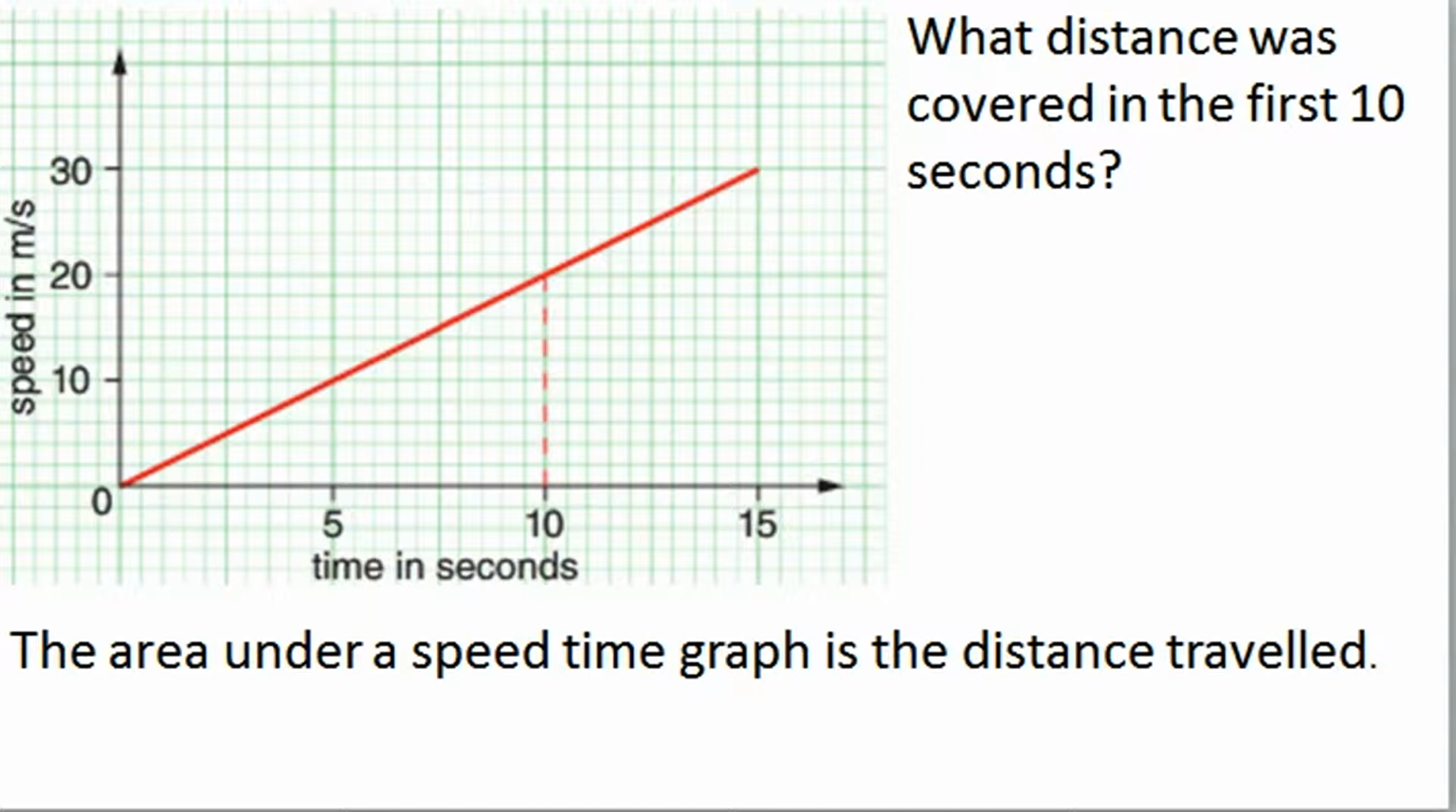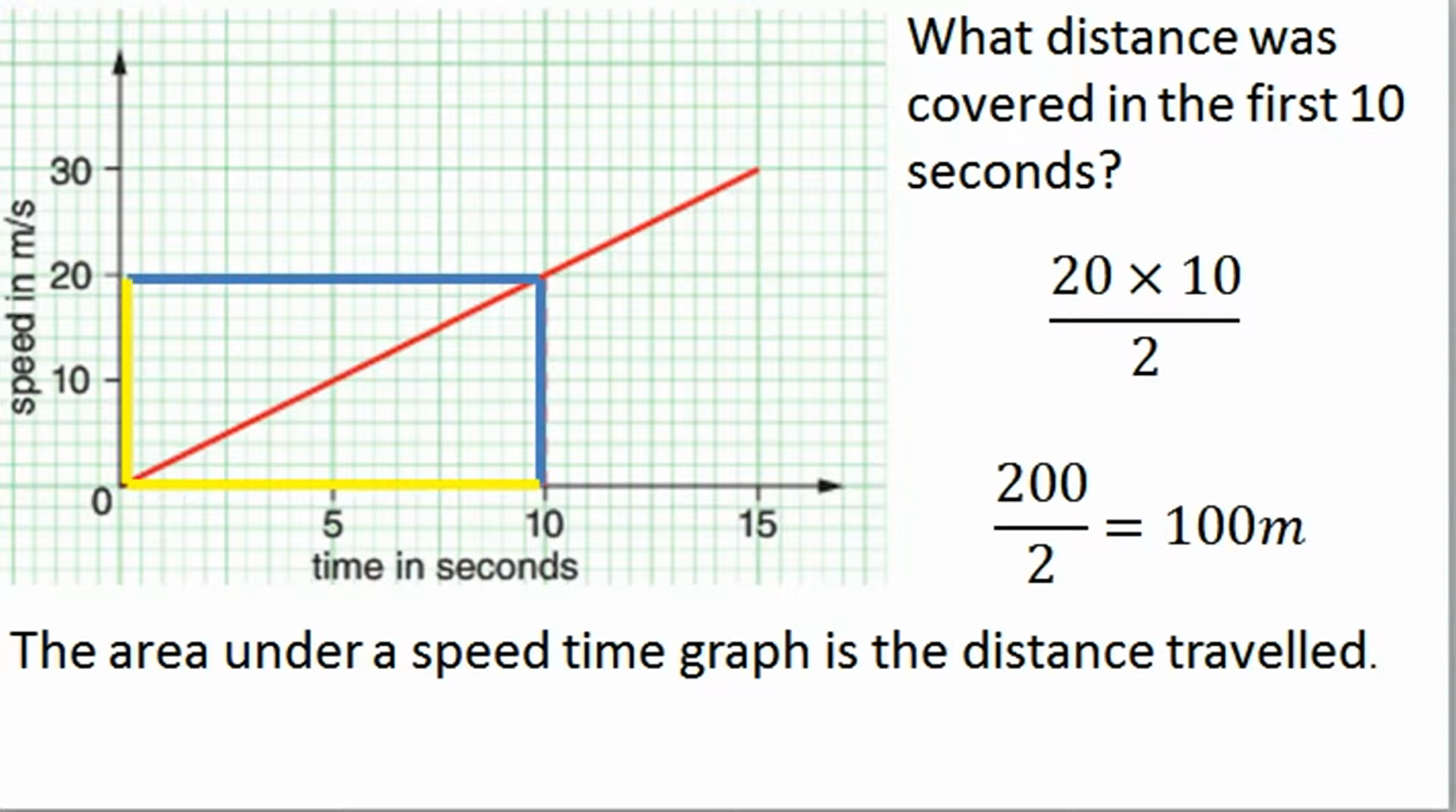What distance was covered in the first 10 seconds? Well, in the first 10 seconds, we have to work out the area of this triangle here. The way we do that is by working out the area of this rectangle and dividing it by 2, because the area of the triangle is half of the area of the rectangle. So 20 multiplied by 10 gives us the area of the rectangle, and then you divide that by 2 to get the area of the triangle. And our answer is 100 meters.